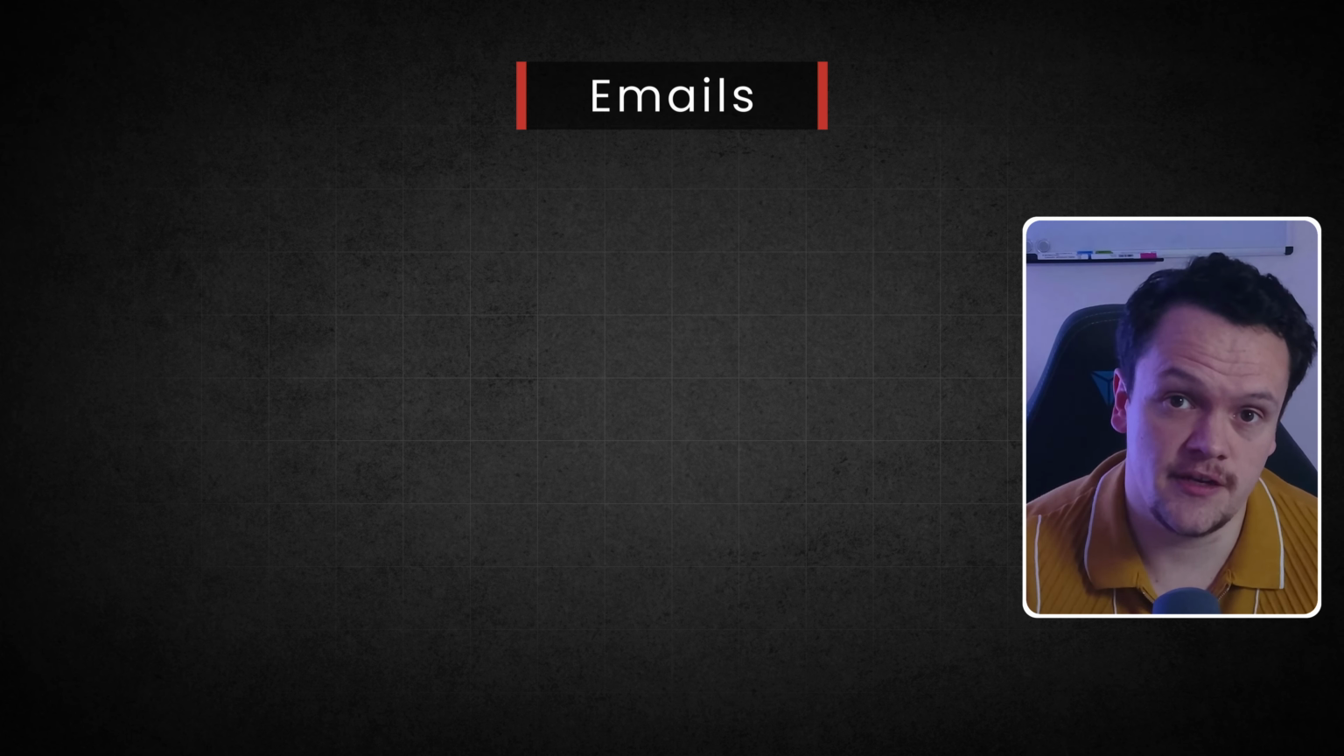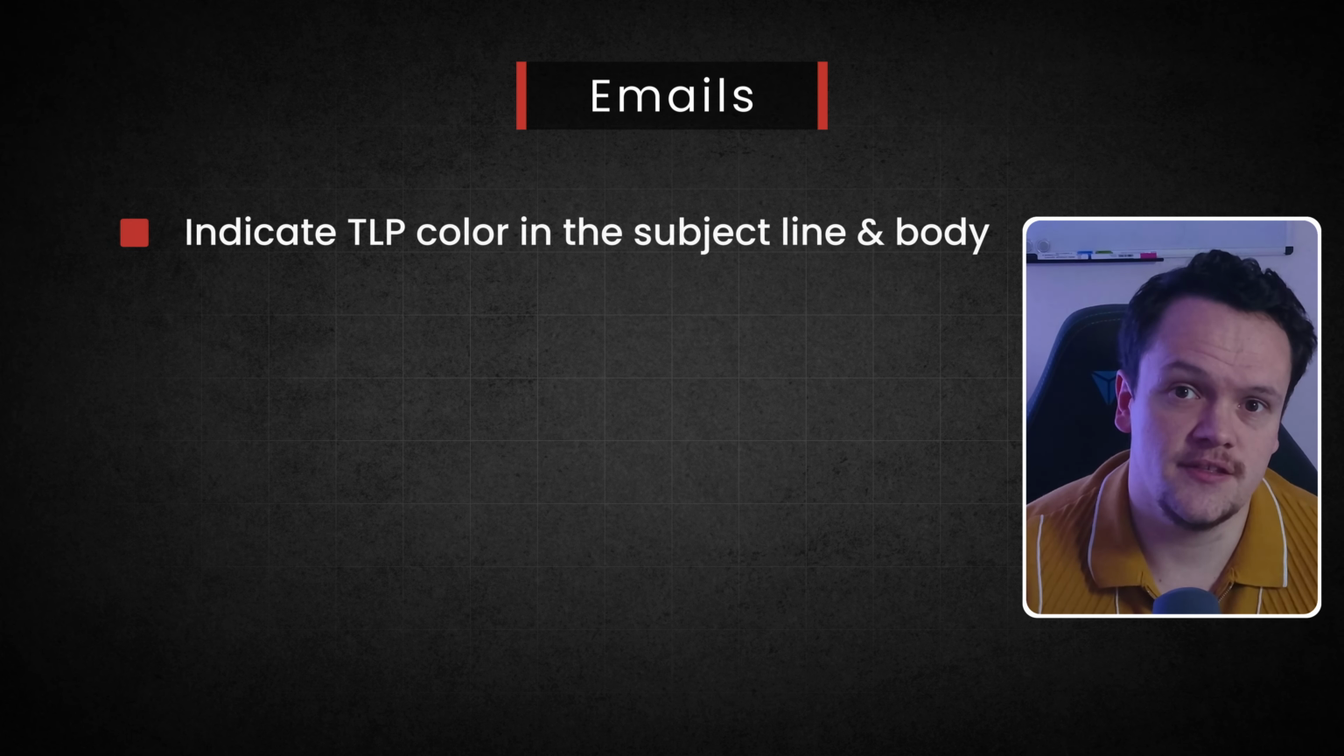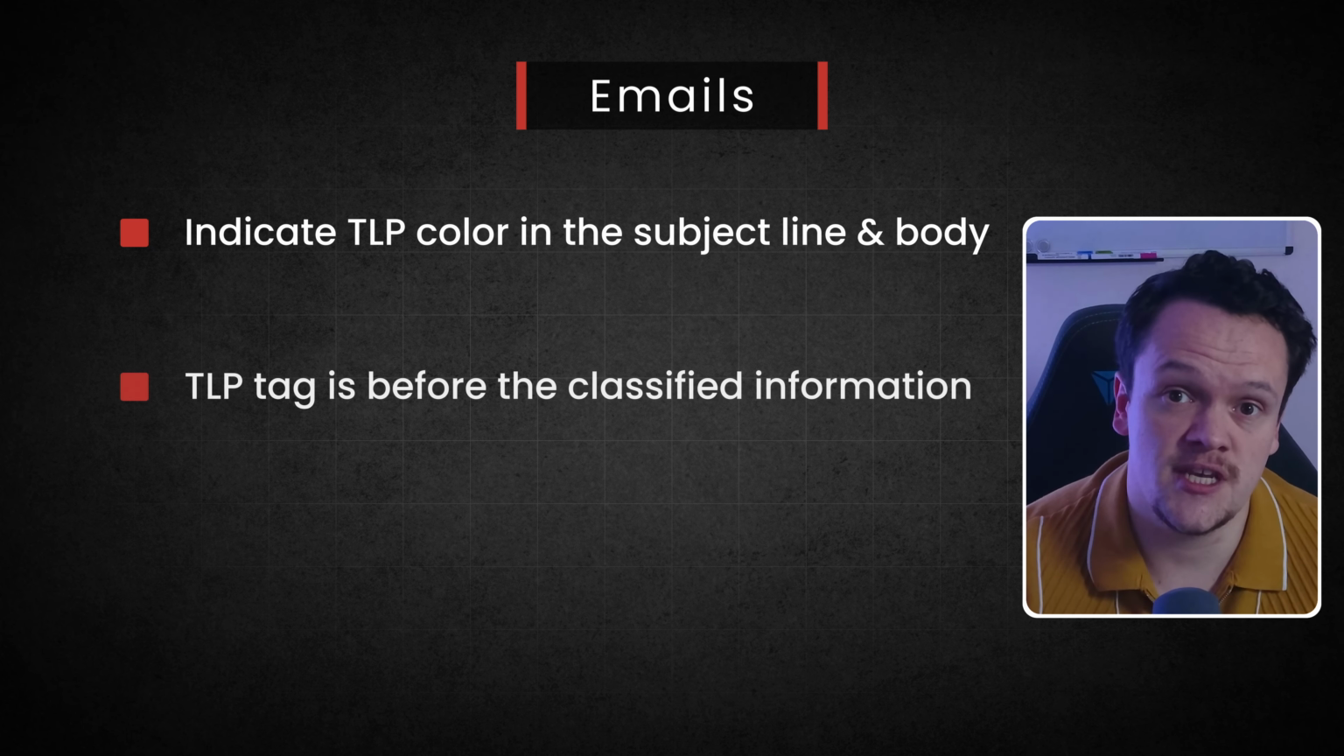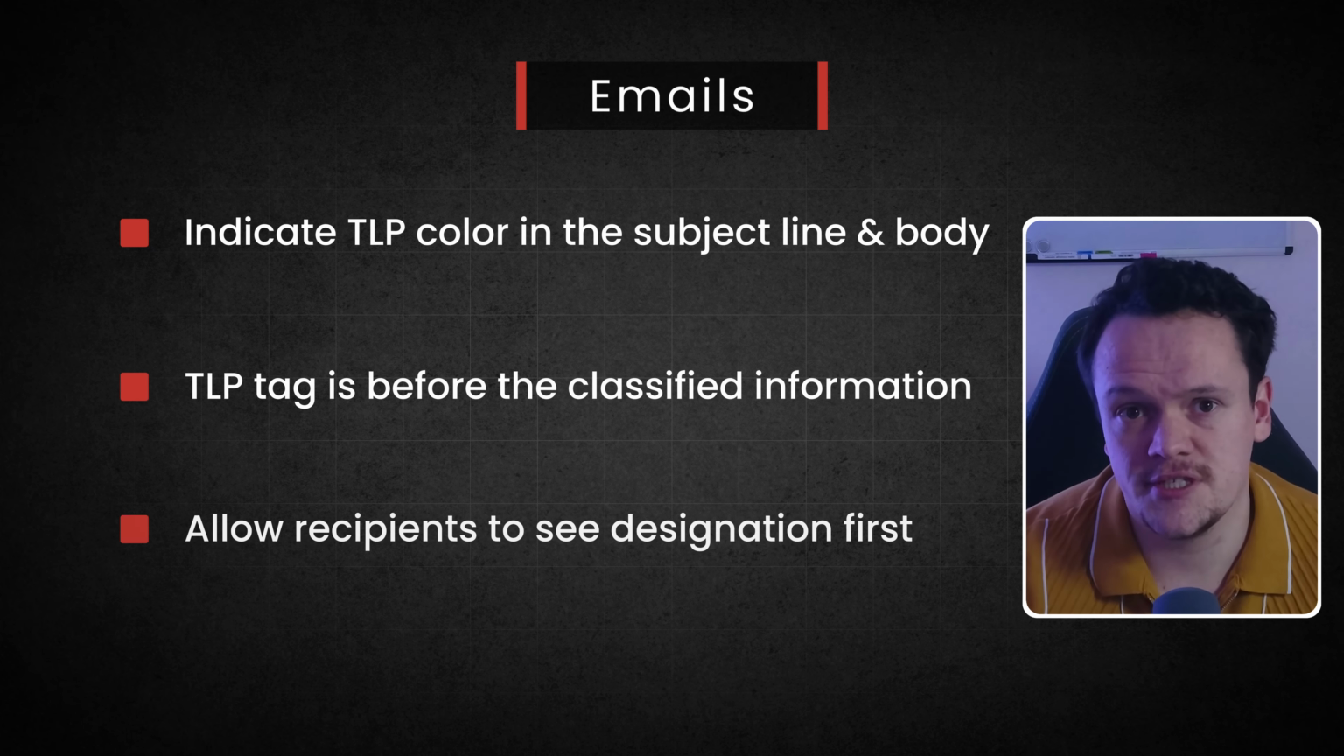How can you use TLP in emails? Well, when exchanging emails that contain TLP tagged information, you should indicate the TLP color in the subject line and the email body before the designated information. This allows the recipient to see the TLP classification clearly and then decide if they are the intended audience. If they are not, they should immediately report the incident.